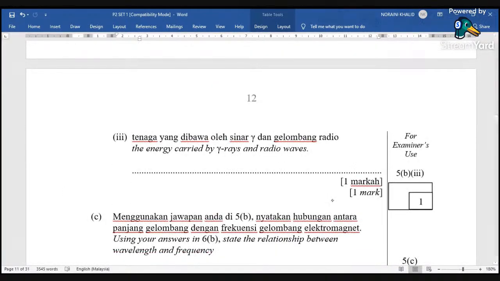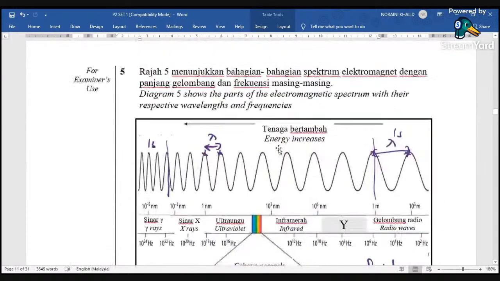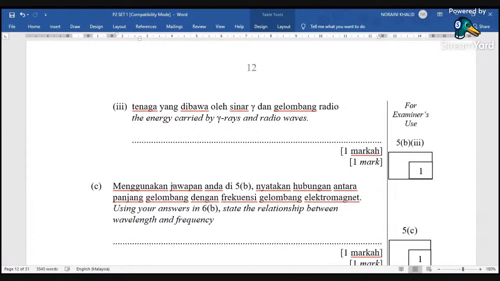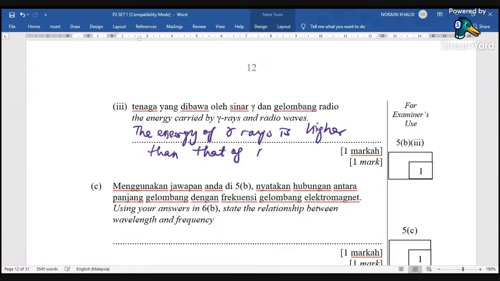Okay, energy carried by gamma and radio. So you can look at it again, energy increases from radio wave to gamma rays. So we can write down here, based on what is given, the energy of gamma rays is higher or larger than that of radio wave.